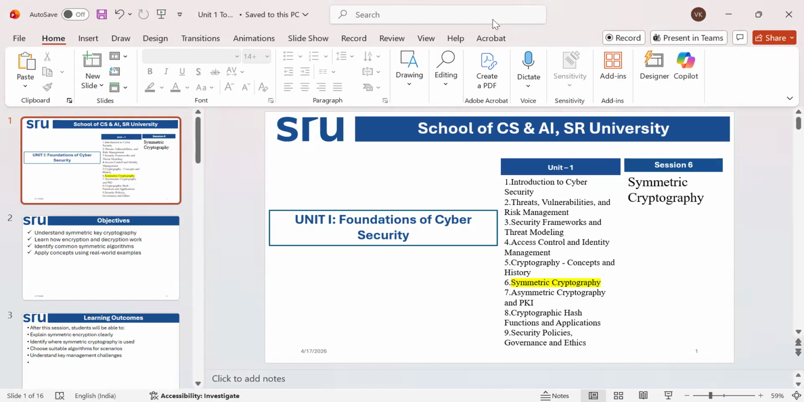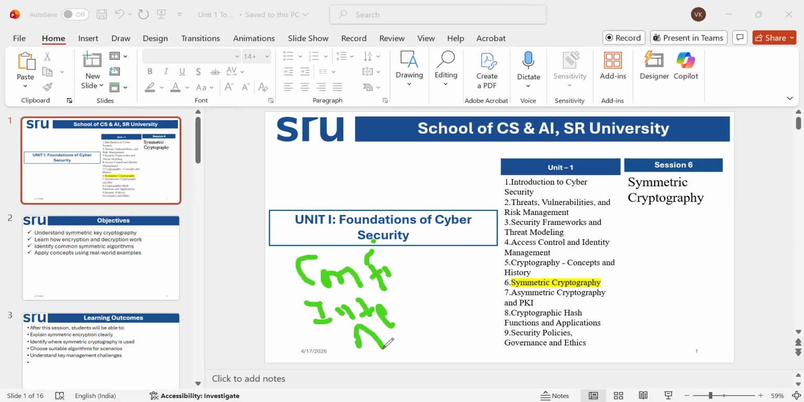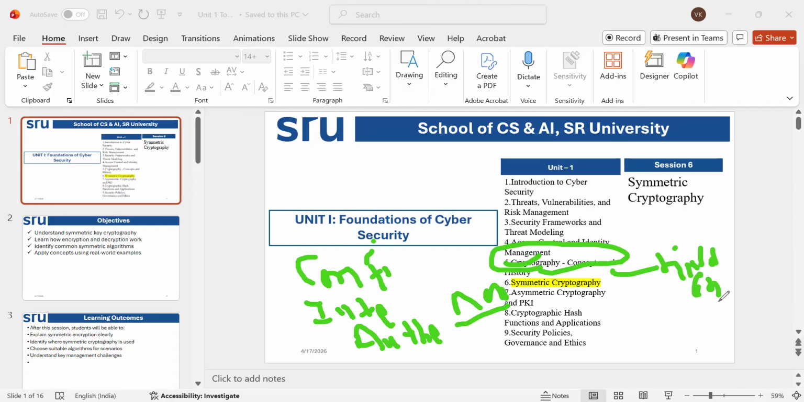Okay. So let's see why we actually need cryptography. As we discussed, for confidentiality, integrity, authentication, and non-repudiation. For those purposes mainly we need cryptography. Cryptography works by making a hidden transmission, so that nobody in the middle can read that.